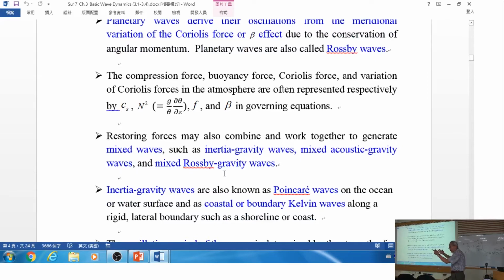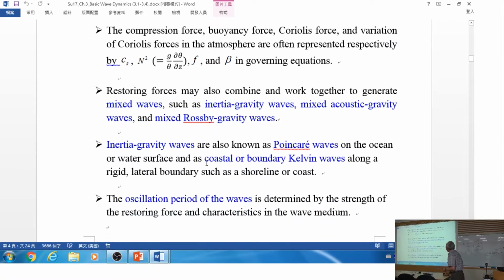And also they can be combined, mixed. So you can have mixed waves, like inertial gravity waves, mixed acoustic gravity waves, and mixed Rossby gravity waves. Mixed Rossby gravity waves are very important in the tropics. Inertial gravity waves are also known as Poincaré waves in oceanography. Normally we don't use this term, it is used mainly by oceanographers. Of course, you are free to use it, but we normally just call it inertial gravity waves.